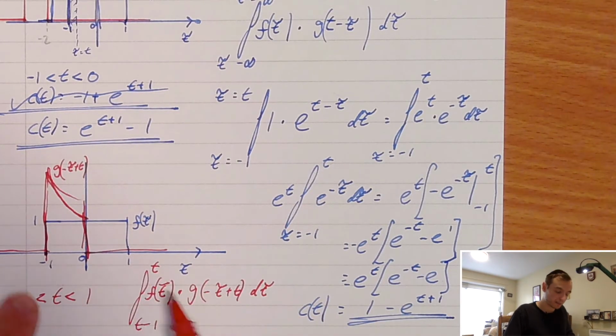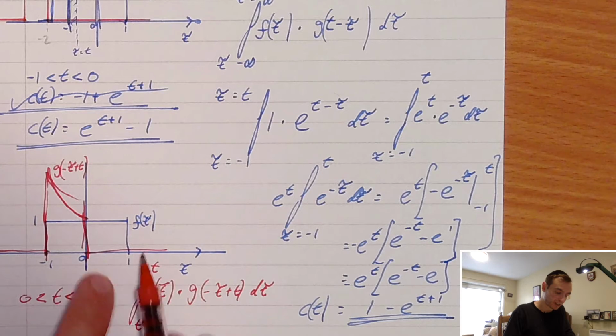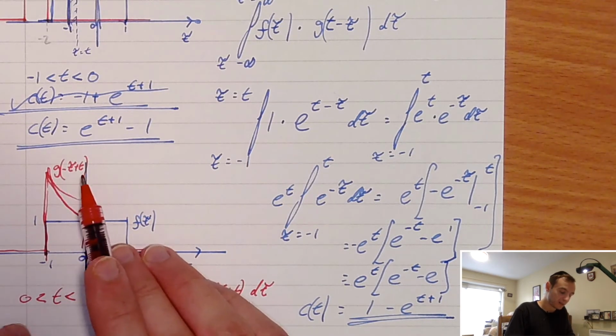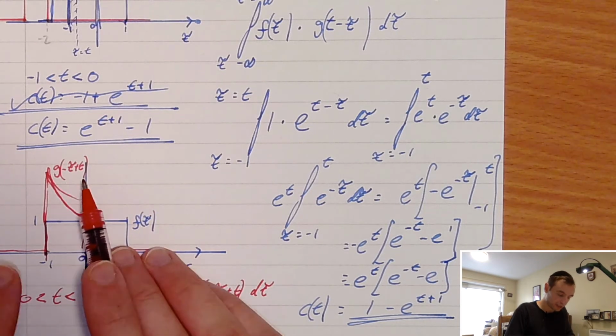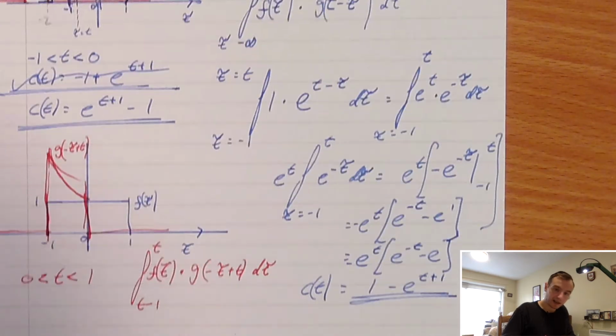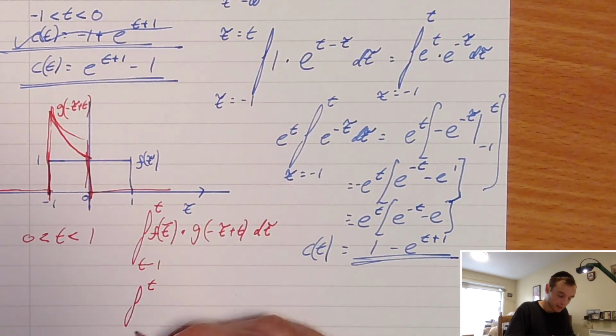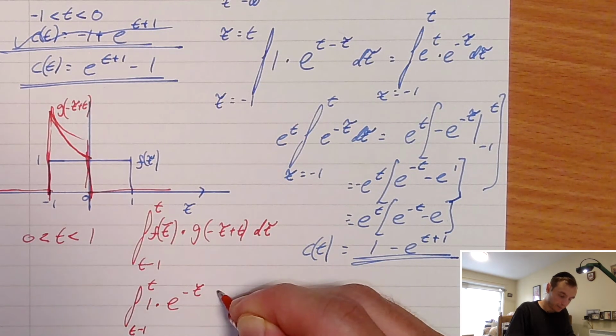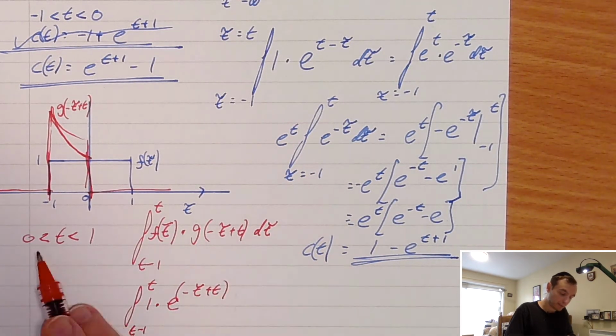Remember these are dynamic limits that are going to be applicable when those functions remain at those values, meaning that between here and here, as the red function moves across, between t equals 0 and t equals 1, between g of minus tau plus 0 to g of minus tau plus 1, it's always going to maintain the value of e to the minus tau plus t, and f of t will always be 1. That's why we can say that this integration is going to be between t and t minus 1 of 1 dot e to the minus tau plus t in that range between 0 and 1.